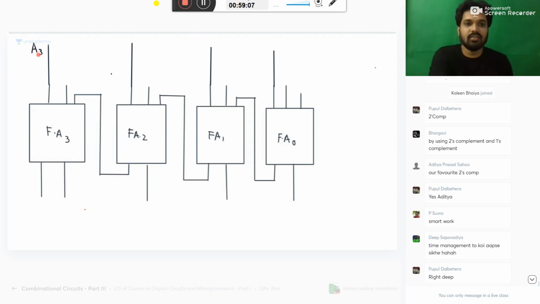A3, A2, A1, A0. So here I use one gate, the XOR gate, which can help to make the complement of the number. This is A3.